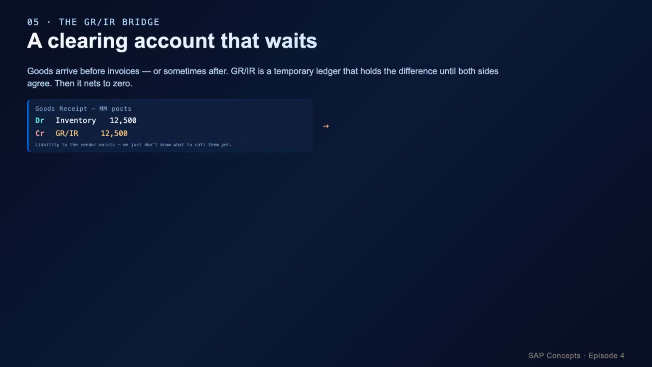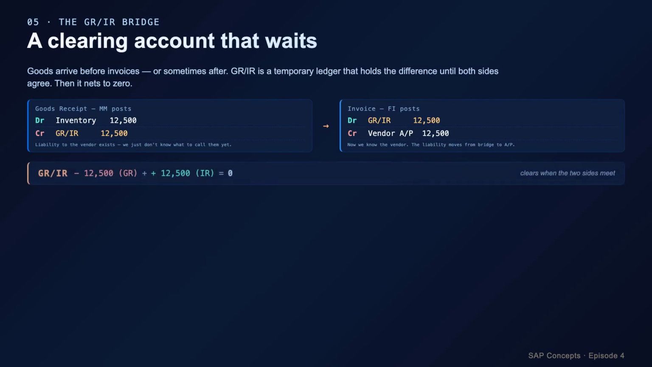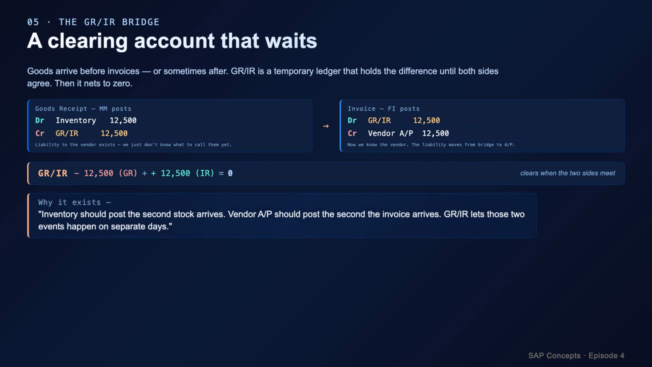A quick note on the GRIR bridge. Goods arrive on one date. The invoice arrives on a different date, sometimes earlier, sometimes later. Both events should post immediately. Inventory shouldn't sit uncounted, and vendor liability shouldn't be delayed. GRIR is the clearing account that holds the liability between those 2 events.